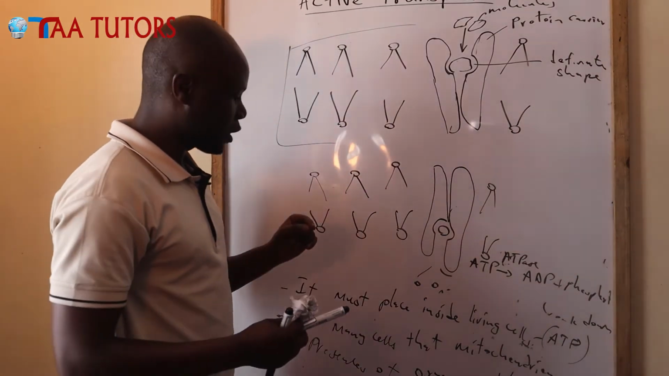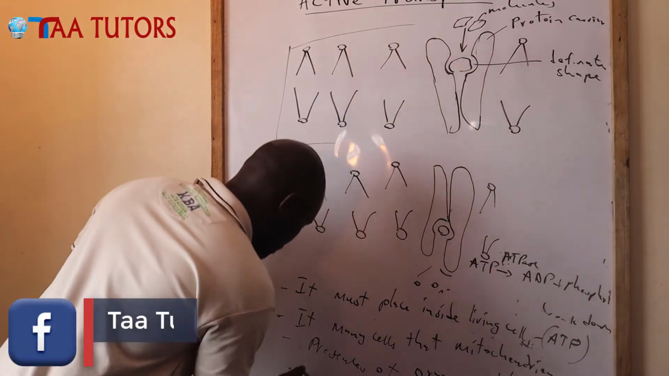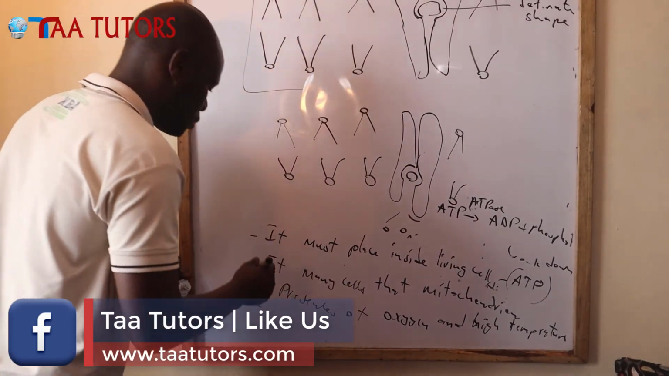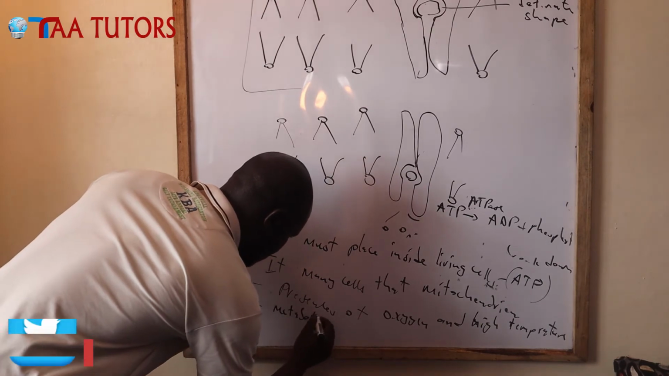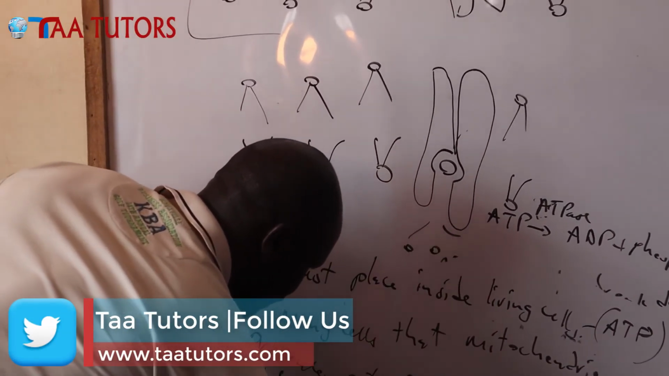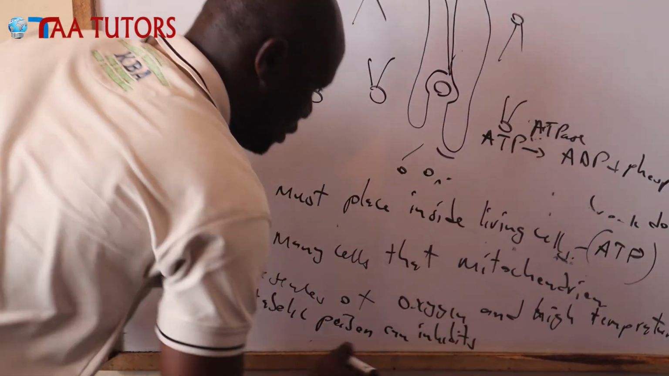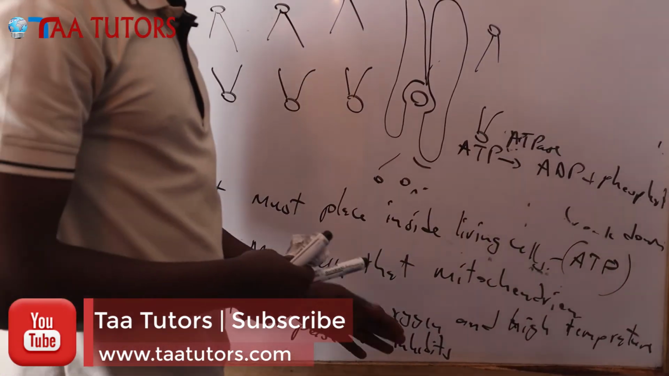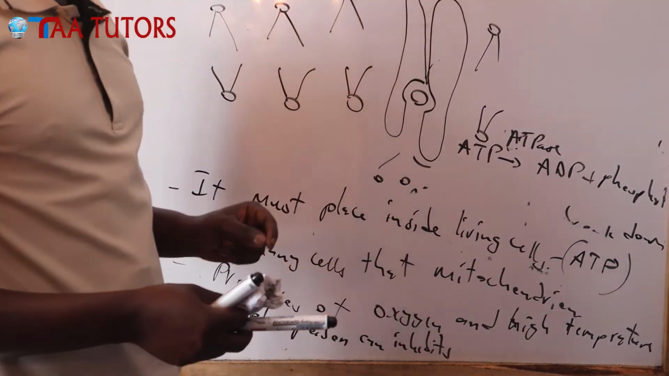Then this process can also be stopped. It can be inhibited. So this is also a factor that can affect the rate of active transport. We can talk about a metabolic poison. Metabolic poison can inhibit. Now, inhibit is a term that we are familiar with. It is actually to slow down, to stop. So the metabolic poison can always stop this process.